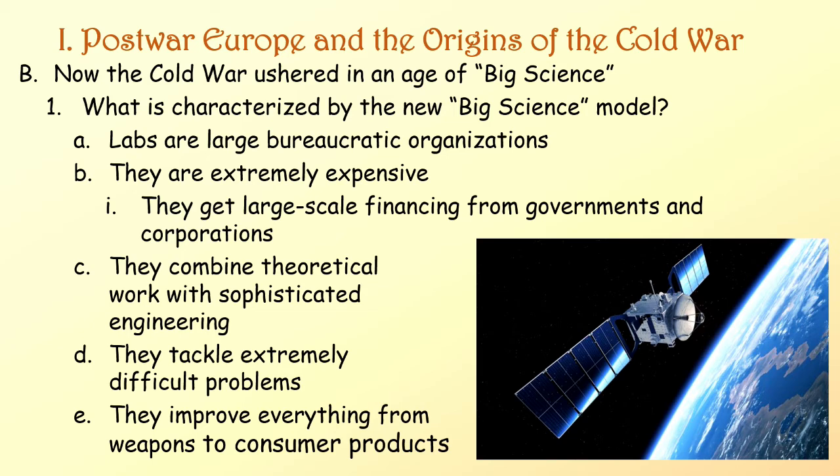What is characterized by the new big science model? Labs are large bureaucratic organizations. They're extremely expensive. They get large-scale financing from governments and corporations. They combine theoretical work with sophisticated engineering. They tackle extremely difficult problems, and they improve everything from weapons to consumer products.